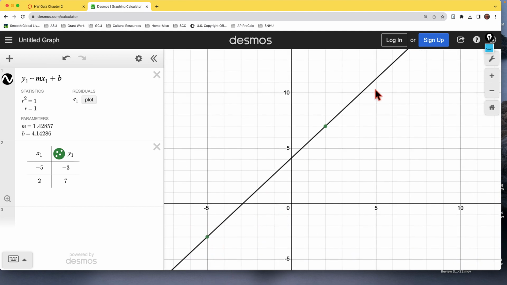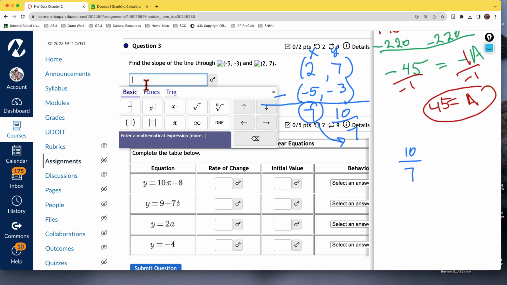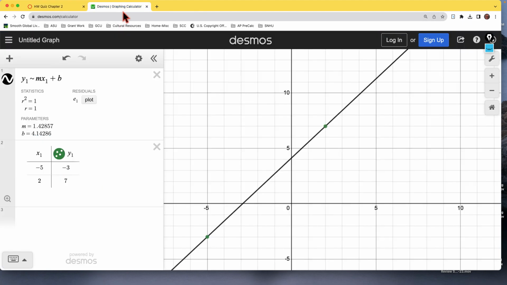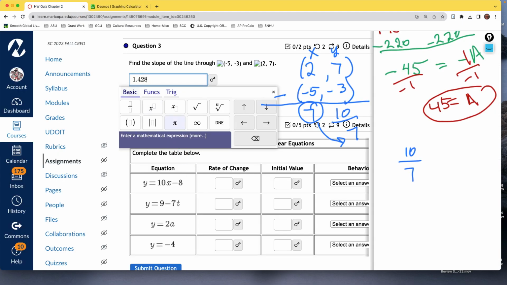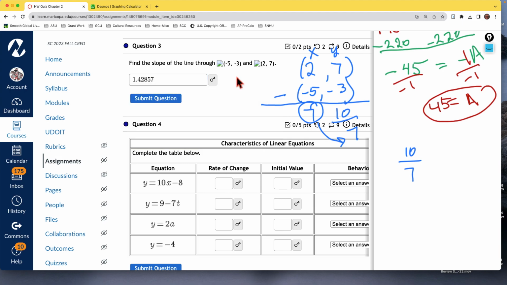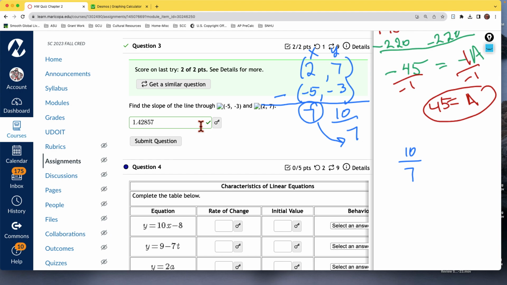So I've got the 2 points. I've got the line going through there. And it gives us the slope is 1.428. So if you take 10 divided by 7, that's what you'll get. So you could do it that way. I think it'll take either one. Let's see, 1.42857. I don't know if it'll count it right or not. Let's see. Yes, it counts it right. Or we could just put in 10/7.